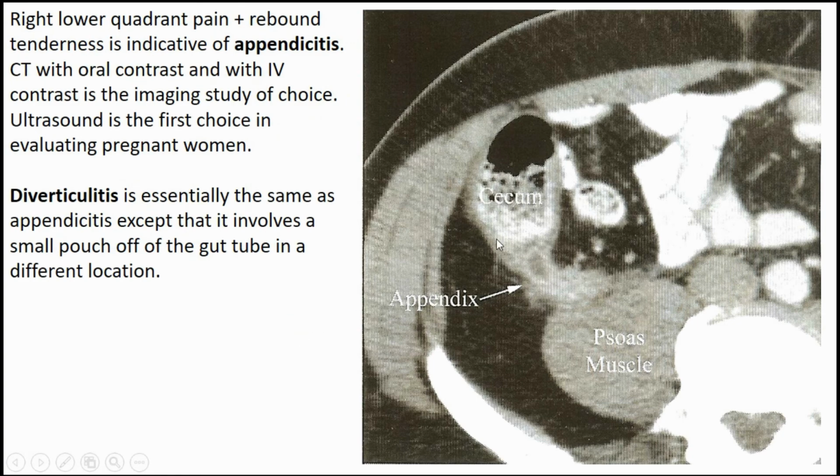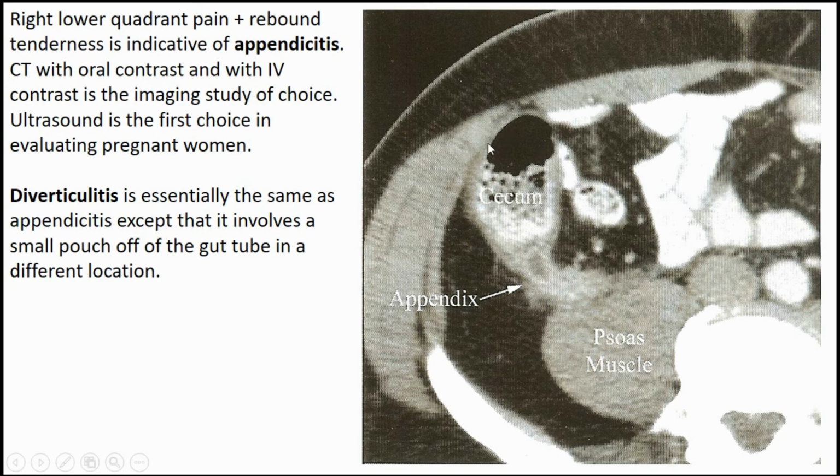So right lower quadrant pain, rebound tenderness, things that are going to be starting to diffuse in the abdomen with pain and then getting more and more localized at McBurney's point, just between the umbilicus and the anterior superior iliac spine, makes you think that appendicitis is fairly likely. So a CT scan with oral contrast or IV contrast might be the way to go so that you're able to assess if the appendix is blocked or enlarged.